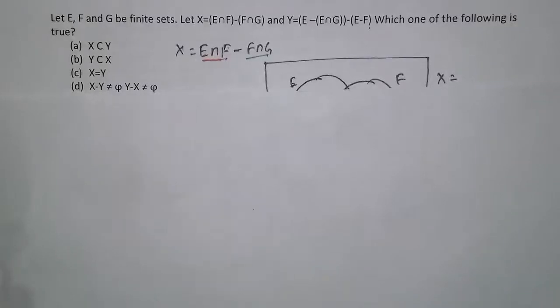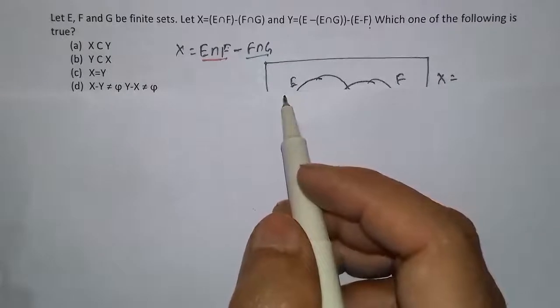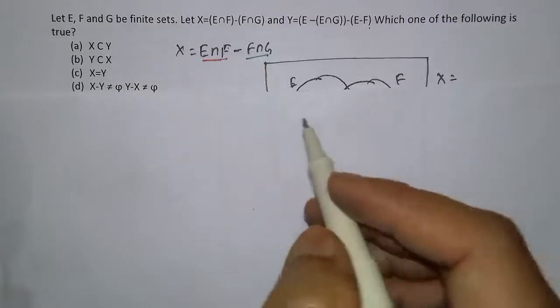Given are the three sets E, F and G, all are finite. Now it is given that X is equal to E intersection F minus F intersection G.